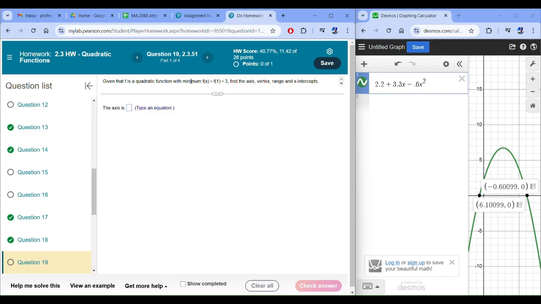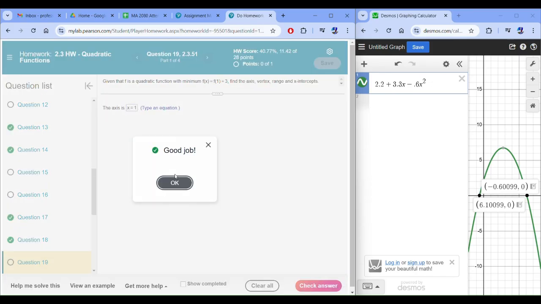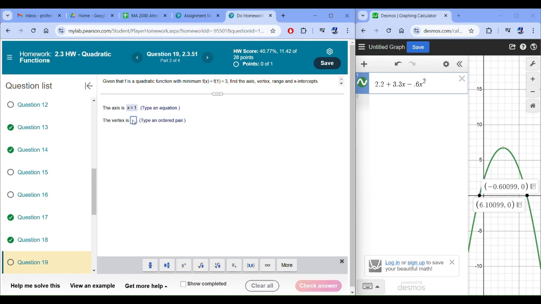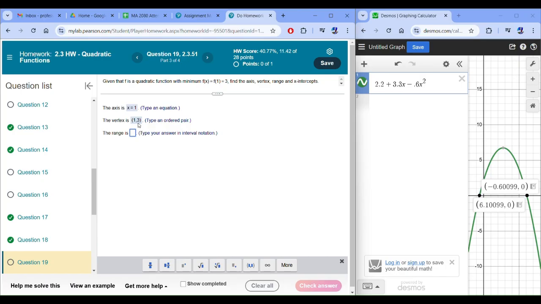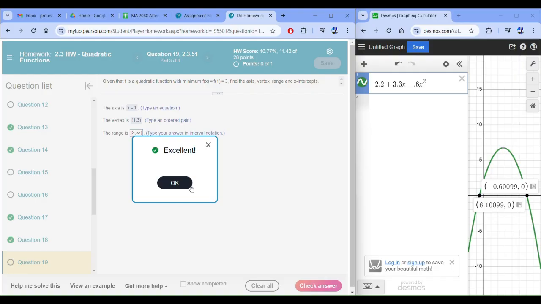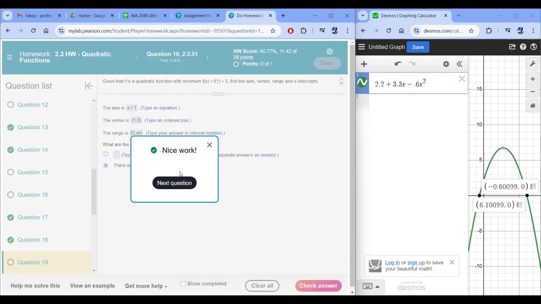Given that f is a quadratic with a minimum, find the axis, vertex, and all that. Well, this is the minimum, which means this is going to be the point 1, comma 3. So my axis of symmetry is going to be x equals 1. And then my vertex is 1, comma 3. And then my range, with a minimum value, which means this graph is going up. So my range is going to be from that value, hard bracket 3, to infinity with a parentheses next to it. So I just need an infinity symbol right there. So my range is going from there up. Check answer, and then it's going to probably ask for the equation. What are the x-intercepts? There are none because this graph is at 1, comma 3 in the positive direction. So yeah.